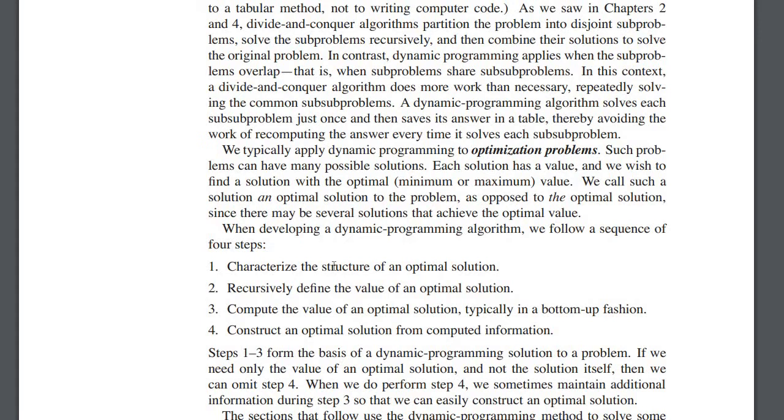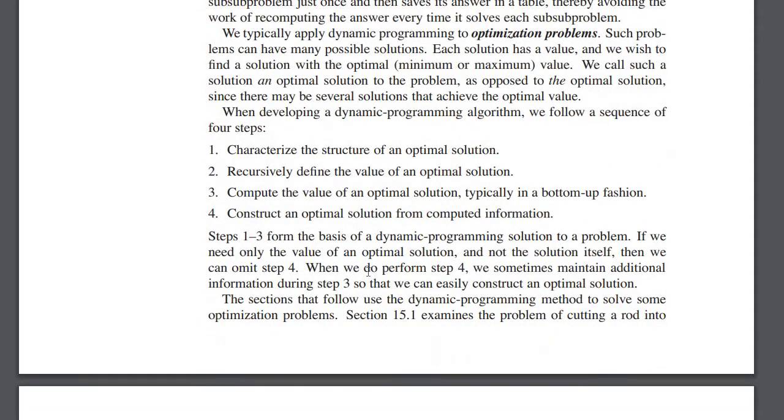So what we need to do is follow the sequence of these four steps. The very first thing, we need to characterize the structure of an optimal solution. What does it mean? It means that we have to define the problem, and we need to optimize the problem so we can create a structure for the optimal solution.